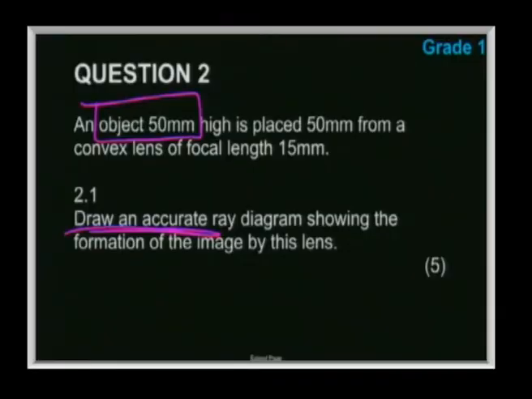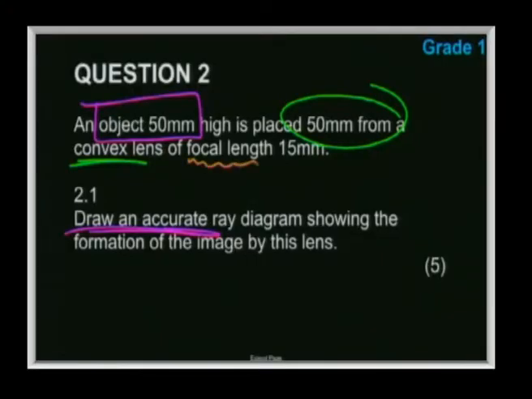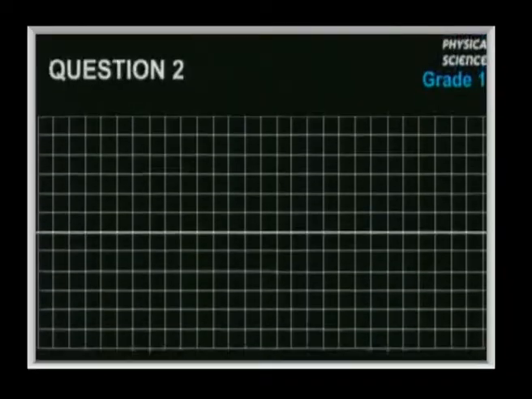Next, they tell us that our object is placed at a distance of 50 millimeters from a convex lens. It is important that we pay attention to the type of lens as well as the distance that your object is placed away from the lens. The type of lens will tell us exactly how the image will be formed. The last important piece of information over here is where they tell us that the focal length is 15 millimeters. So we're going to go to our graph paper and look at the information that we substitute in here.